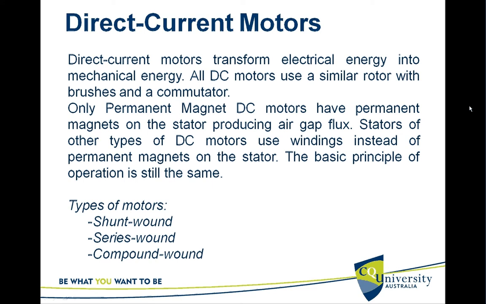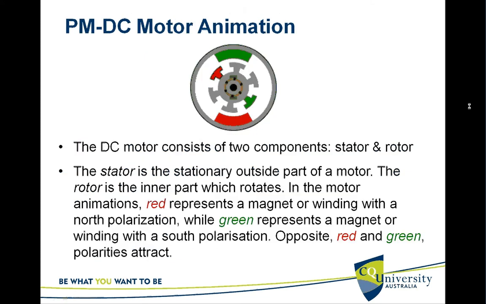But only permanent magnet DC motors have permanent magnets on the stator producing air gap flux. And the stators of these other types of DC motors use windings instead of the permanent magnets on the stator to produce the air gap flux. And the basic principle of operation is still the same. So you got the types of shunt wound, series wound and compound wound when it comes to wound DC motors.